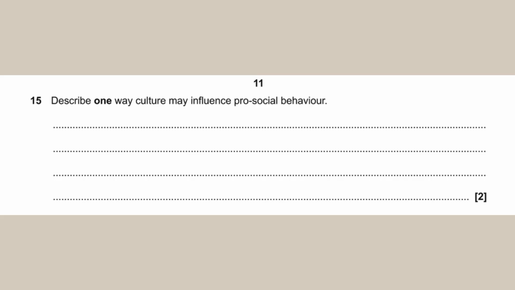Okay, question 15, and we're on to situational factors. Explain one way in which culture might affect pro-social behavior. And for this, you need to understand two key terms: individualistic versus collectivist cultures. Individualistic cultures are cultures like ours. They can be a little bit selfish. We tend to do our own thing. We tend to have our own goals, our own focus, and we don't tend to be too community driven.